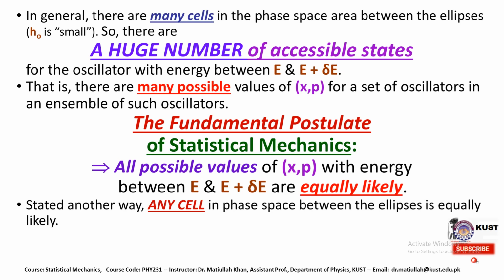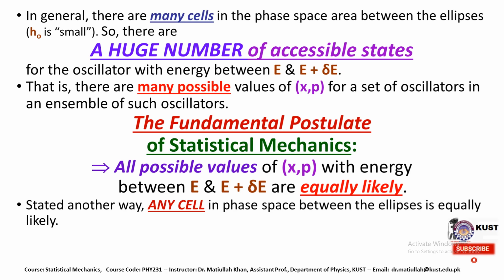So again, if we use the postulate of probability on these particular systems, for this many cells in the phase space area between the ellipses, that is H0, which is very small, a huge number of accessible states are possible for this oscillator with energy between E and E plus del E. So that is why there are many possible ways for the position X and momentum for a set of oscillators in an ensemble of such oscillators.